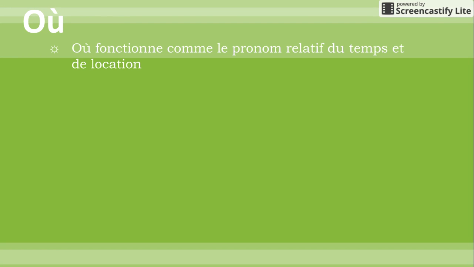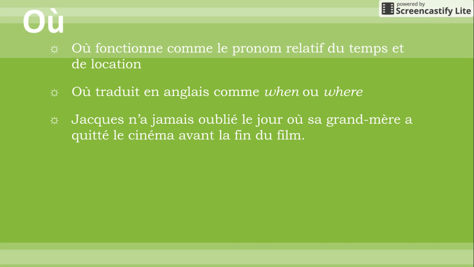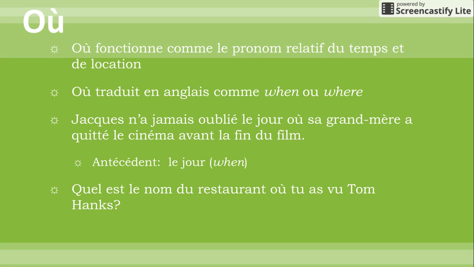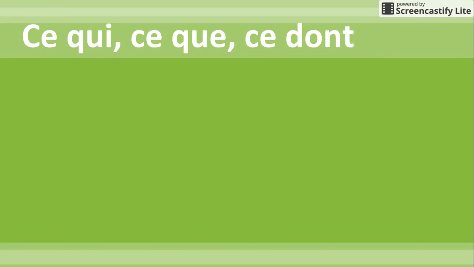Now we have the relative pronoun où. This one is fairly easy because it functions as a relative pronoun of time and location, when or where. Jacques never forgot the day when his grandmother left the cinema before the end of the movie. Its antecedent is the day when. What is the name of the restaurant where you saw Tom Hanks? The antecedent is the restaurant where.